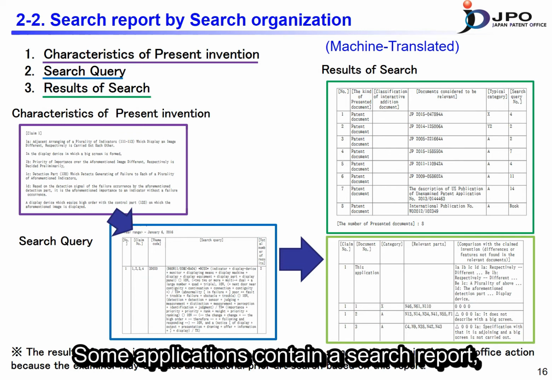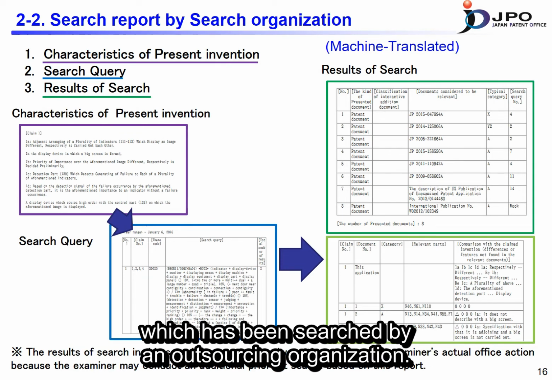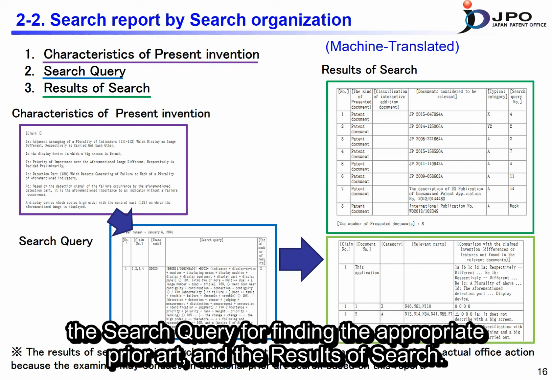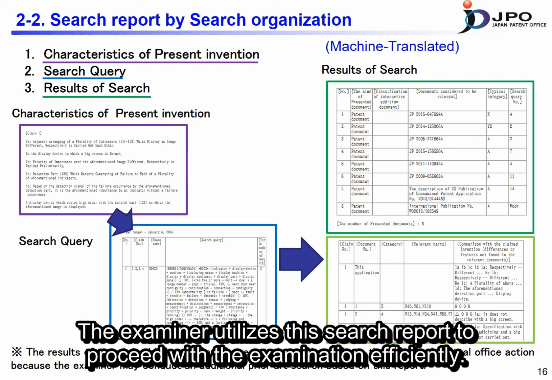Some applications contain a search report, which has been searched by an outsourcing organization. This search report consists of the characteristics of the present invention, the search query for finding the appropriate prior art, and the results of the search. The examiner utilizes this search report to proceed with the examination efficiently.